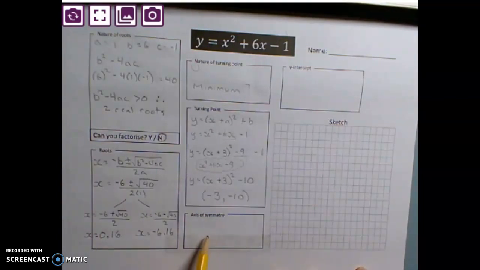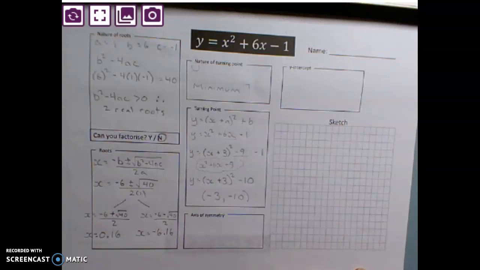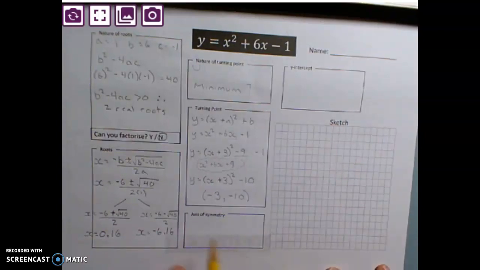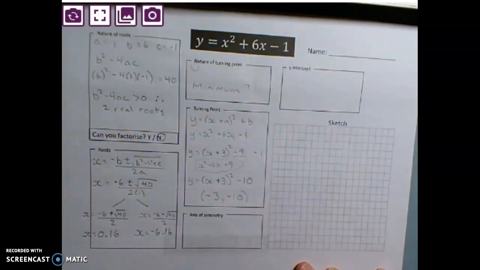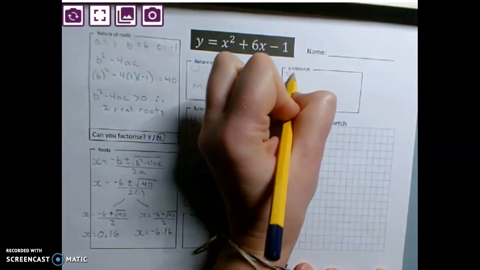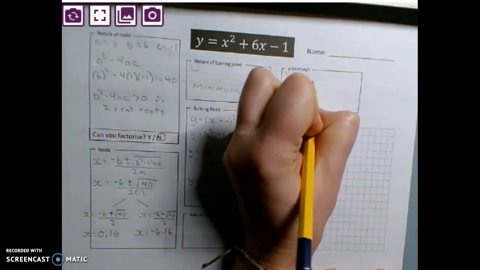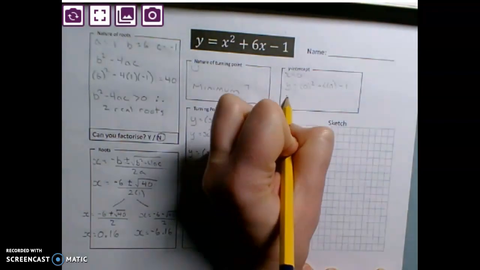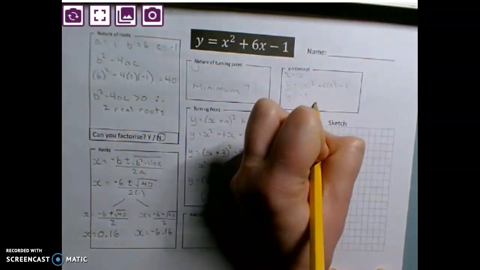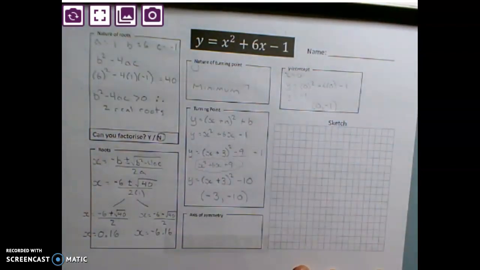Next one is axis of symmetry. Actually, we'll do the axis of symmetry after we sketch. Let's look at the y-intercept, because we need the y-intercept as well to sketch it. When we look at this, we substitute in x equals 0. So we have y equals 0 squared plus 6 times 0 minus 1. So y equals minus 1. So the y-intercept is when x is 0, y is minus 1.